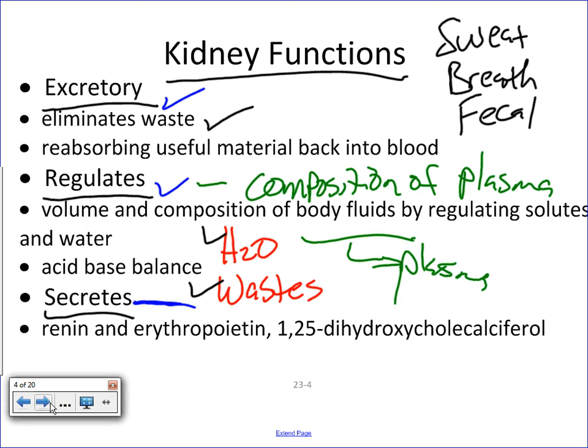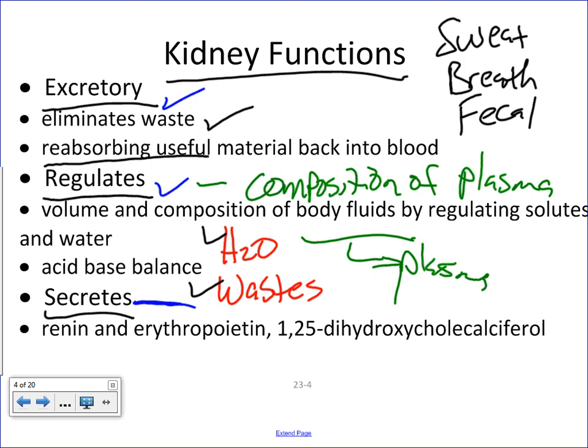Also part of this is reabsorbing useful materials back into the bloodstream. You're going to learn as we go through this that just because the kidneys are filtering blood doesn't mean that we need to get rid of everything that we filter. Oftentimes the filtration pressures in the capillaries in the kidneys are relatively high, and that tends to force a lot of material out that we don't necessarily want to urinate out or excrete out of the body. So it's important that we reabsorb that back into the bloodstream.